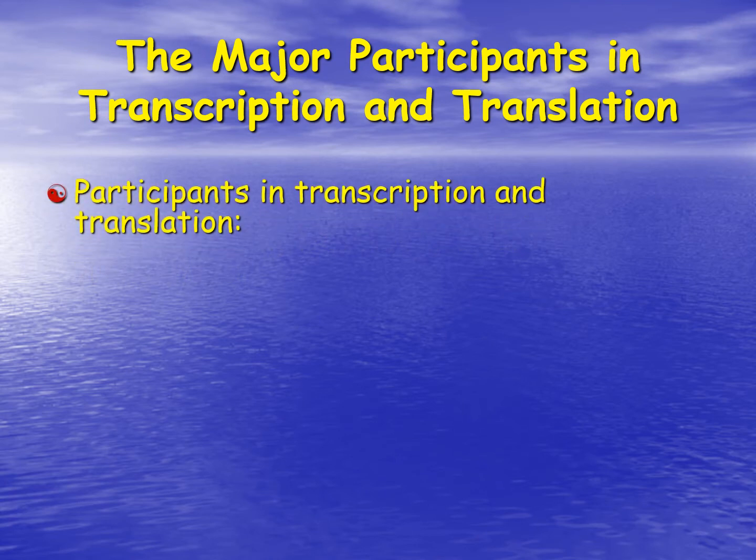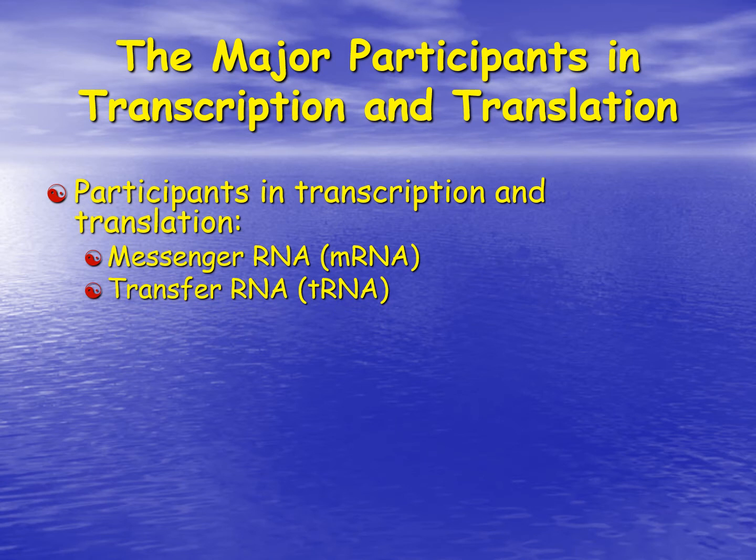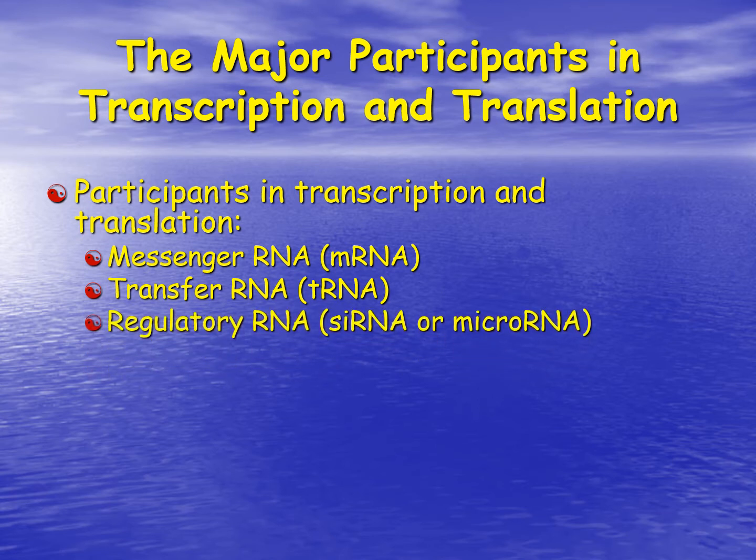So, participants in transcription and translation. Messenger RNA will be transcribed from the DNA. Transfer RNA's job is to bring in amino acids to the ribosomal complex. Regulatory RNAs, including small interfering RNAs or microRNAs, are going to regulate how often the gene is being copied and how often it is going to be closed where it is not being copied. And then the ribosomal RNA actually makes up the ribosomes themselves.